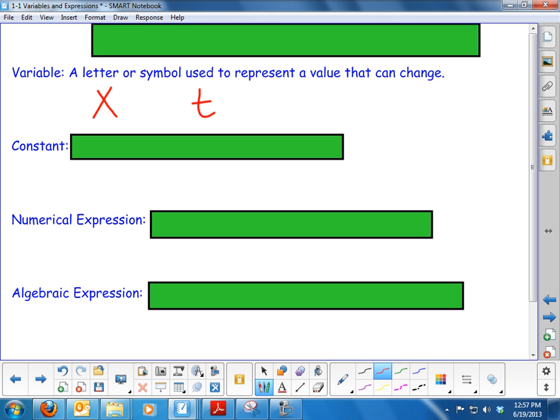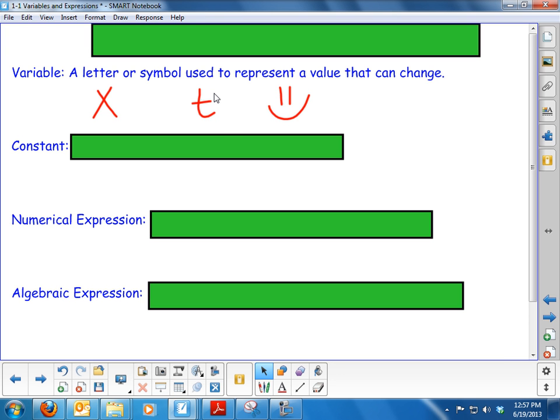t is a variable. Any letter or symbol. We can use the symbol smiley face to represent a number that can change. In one problem, the smiley face can be a 3, whereas in the next problem, a completely different problem, a smiley face can represent a -10. So our letters or our symbols are used to represent values that can change. And x is not always going to be a 4. It's going to be different things in different problems.